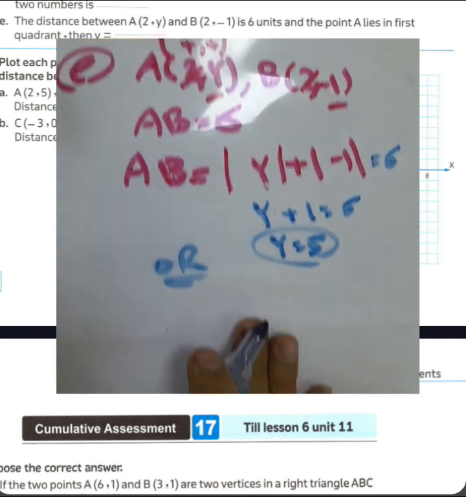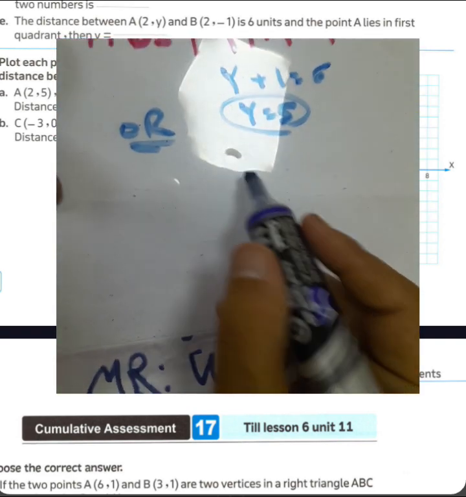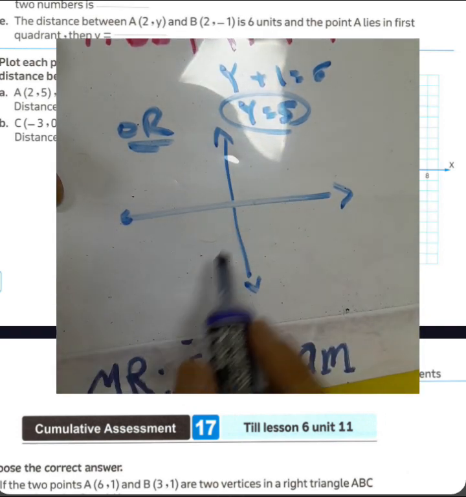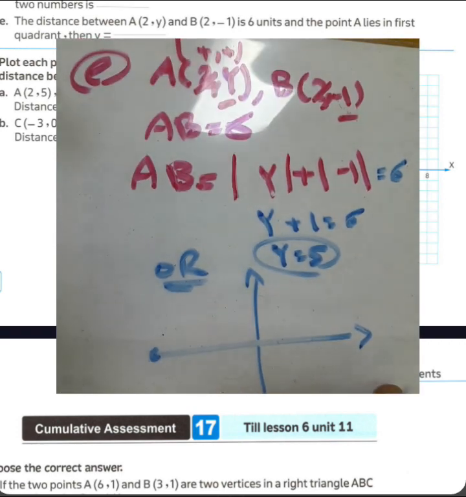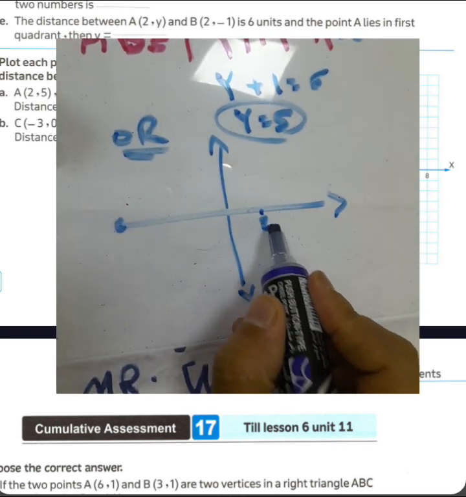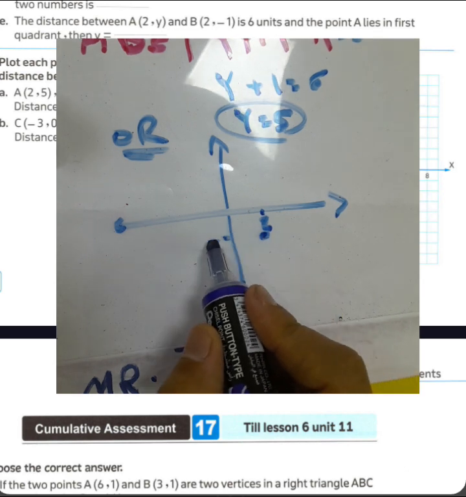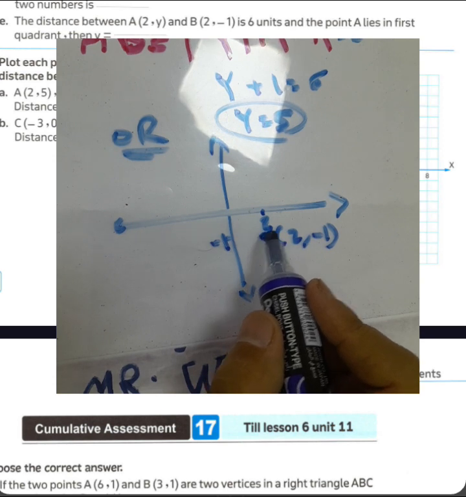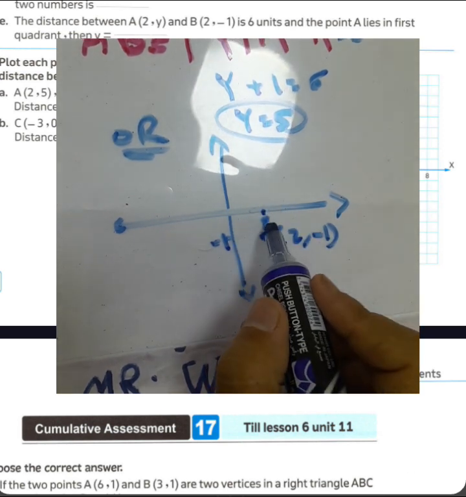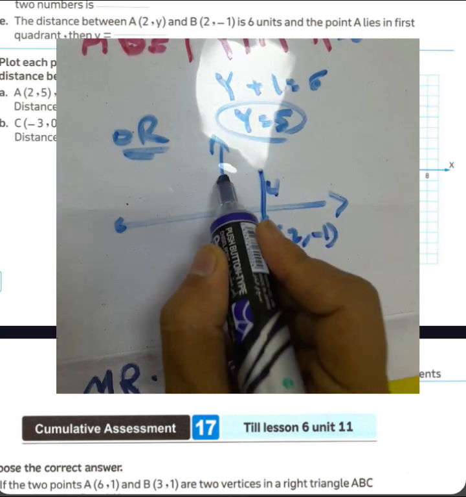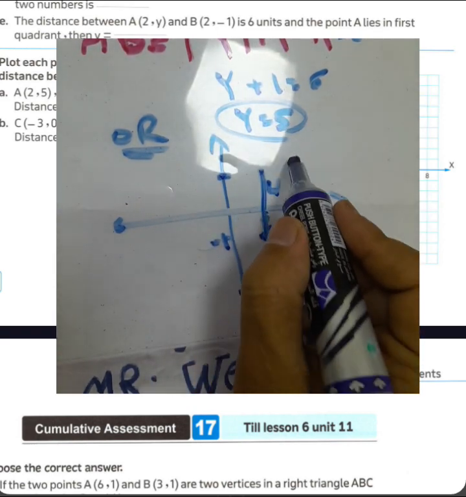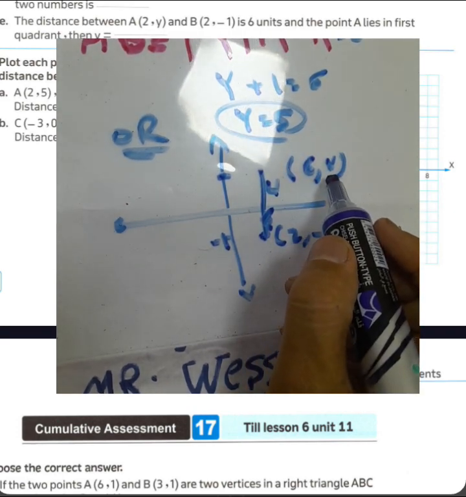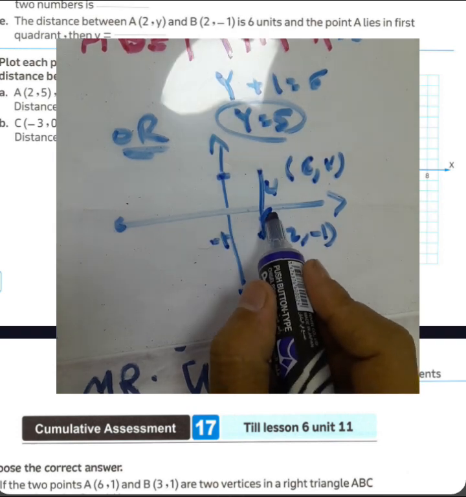Or you can solve the example by another method. Here you can draw the graph, and put the first point 2 and negative 1 here. Then we have point 2 and y, and the distance between them is 2 plus 4 equals 6. Then we have 4 units up in the ordinate. They give us the distance between them.